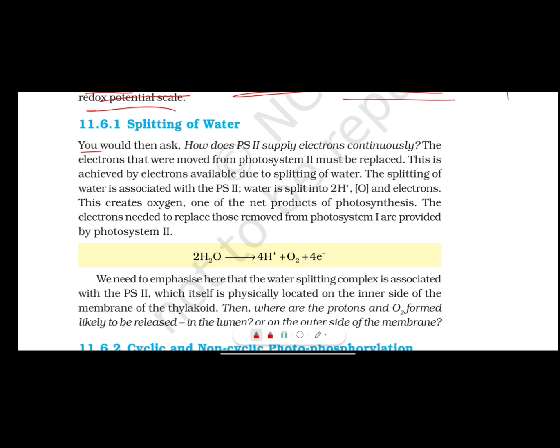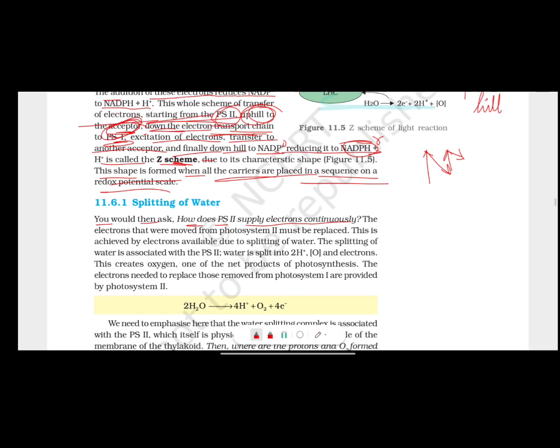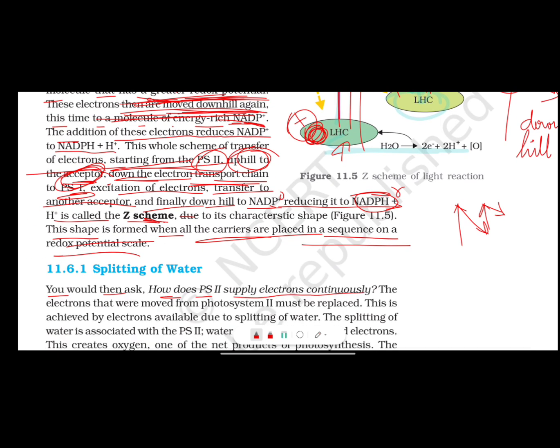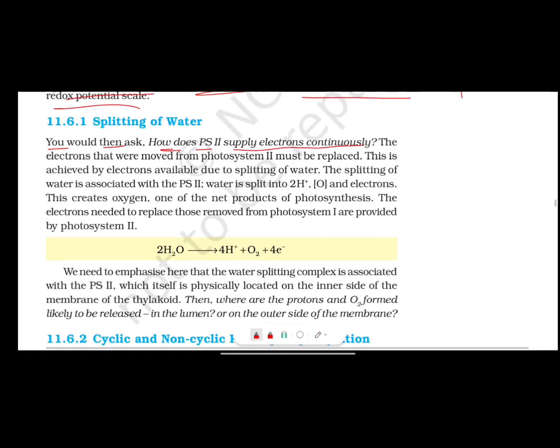Okay, you would ask then, how does PS2 supply electrons continuously? See, over here, if some amount of electrons get excited and go to the electron acceptor and all this process happens, what will happen over here? Here some positive gradient will be formed, right? So to compensate that, we need electrons, right? How does the replenishment of the electrons take place in this reaction? The electrons that were moved from PS2 must be replaced.